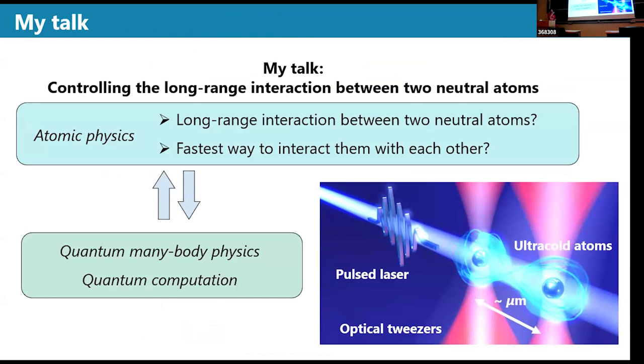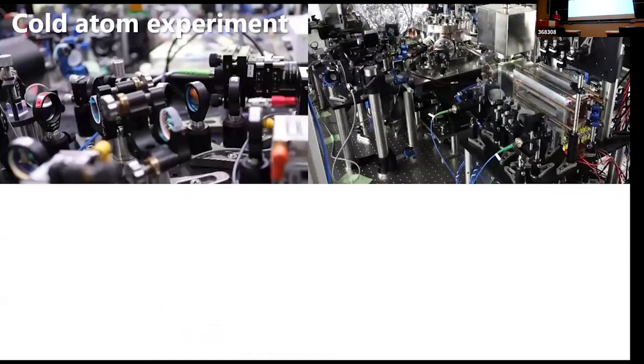The topic is how to make a controlled interaction between two neutral atoms, and then the fastest way to make them interact with each other. I also feel that it's a good chance to introduce what the cold atom experiment itself is, because you often hear that the cold atom platform is a good system for investigating many physics, but you don't have many chances to know what the experiment itself is. And also the next talk is also a cold atom experiment.